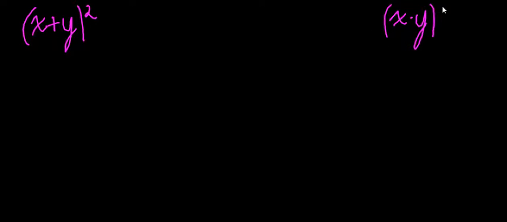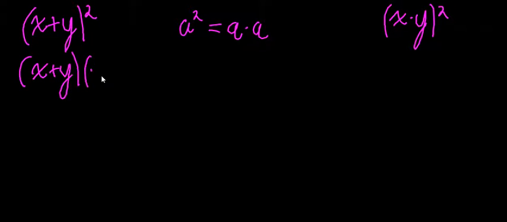Let's remind ourselves of the distinction between (x + y)² and (x · y)². Let's first expand out (x + y)². Remember, a² for any number a is equal to just a times a. So (x + y)², where x + y is just any other number, is just going to be (x + y) times (x + y).